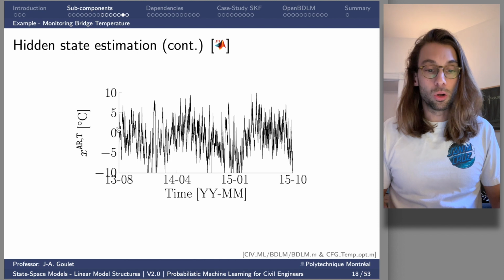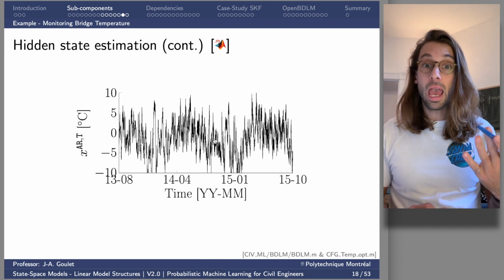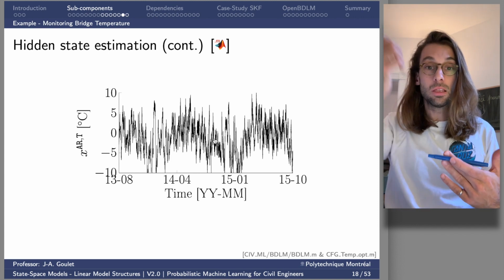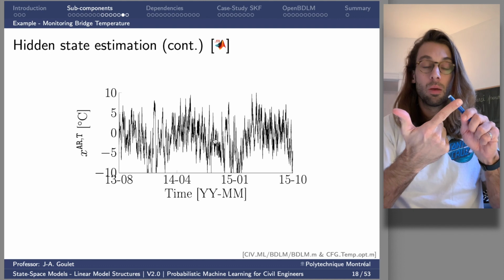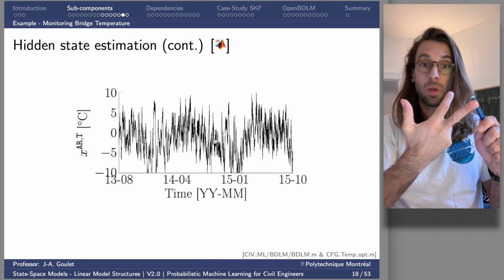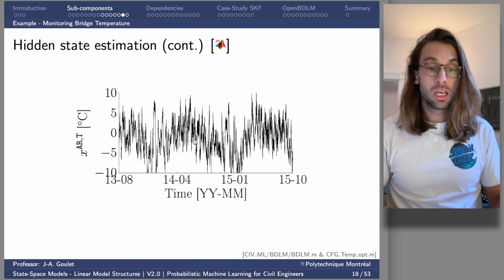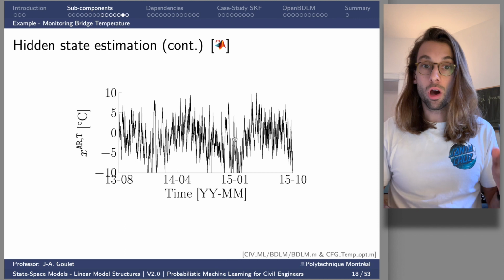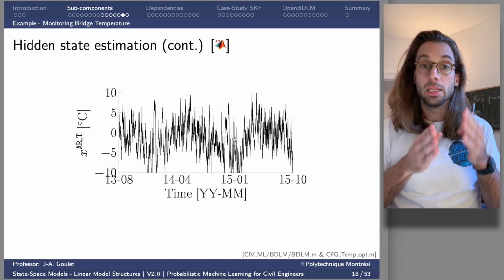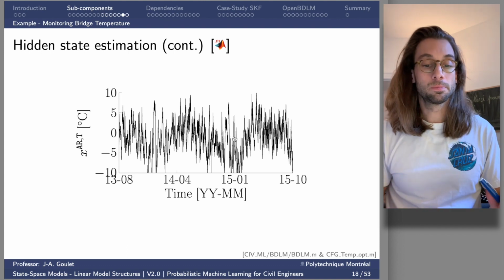And finally, I have my autoregressive process here that represents my errors, okay? It represents what was not correctly modeled by either my local level, my seasonal periodic component, my daily periodic component, and that is neither observation errors, okay? So this is kind of my trash term. What is there? What is not correctly modeled by my linear model formulation, but is not observation error, okay?